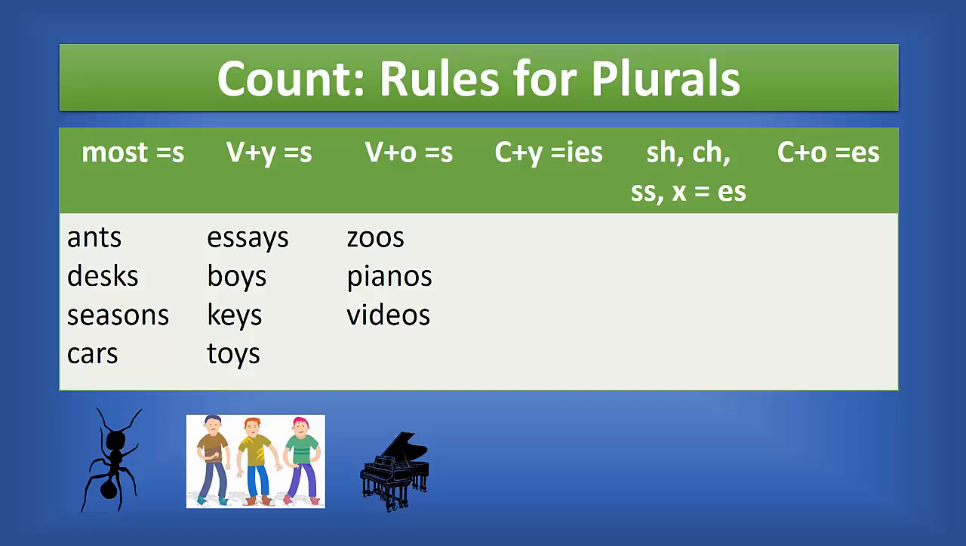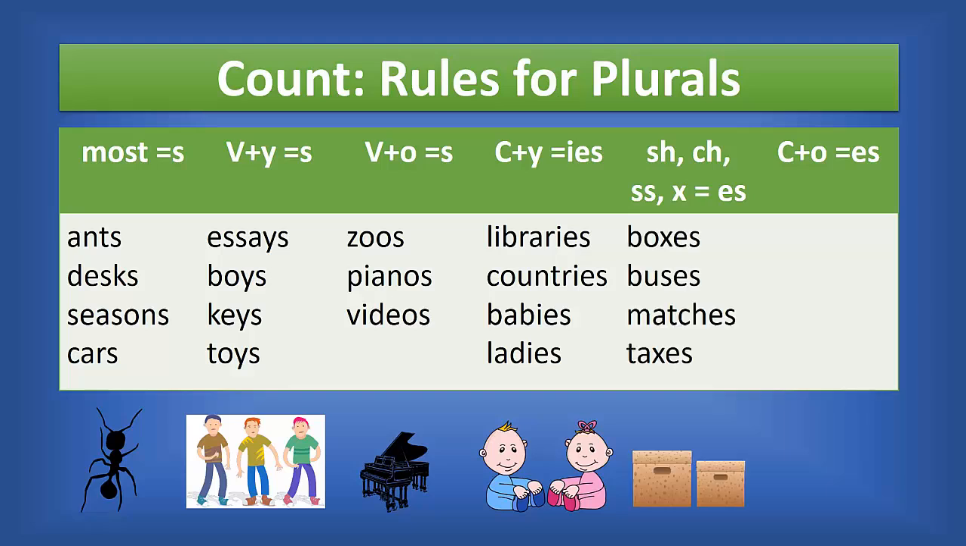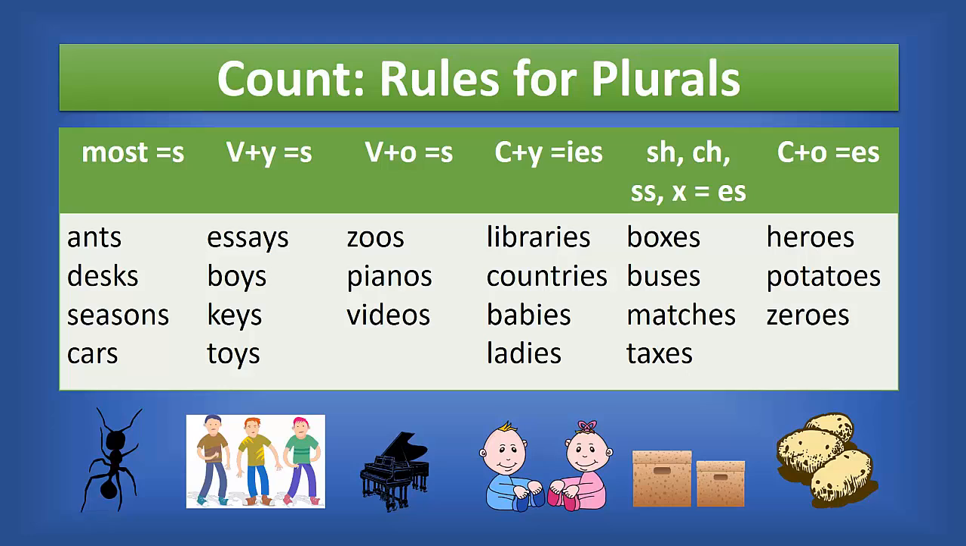If we have a word with a vowel and O, we just add S. For example, zoos, pianos, videos. If a noun ends in a consonant plus Y, we need to change the Y to I and then add ES, such as libraries, countries, babies, ladies. Words that end in sh, ch, s, and x need es added. For example, boxes, buses, matches, and taxes. Words that end in a consonant and O, we add es, like heroes, potatoes, and zeros.